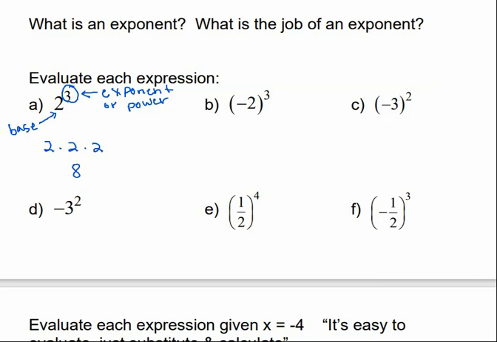For b, we have negative 2 to the third power, so that means we're going to multiply negative 2 times itself 3 times. Well, negative 2 times negative 2 would be a positive 4. And then 4 times negative 2 would be negative 8. Negative 3 to the second power, or negative 3 squared, would be negative 3 times negative 3. So a negative times a negative would be a positive 9.